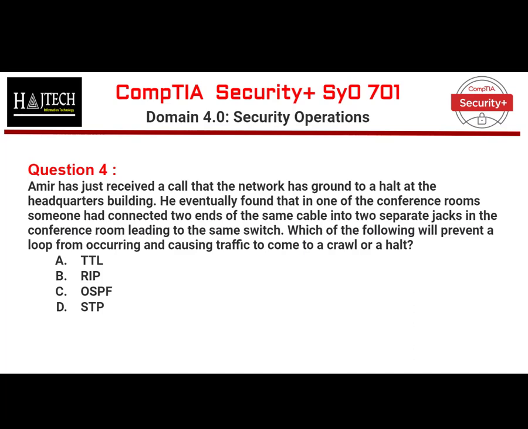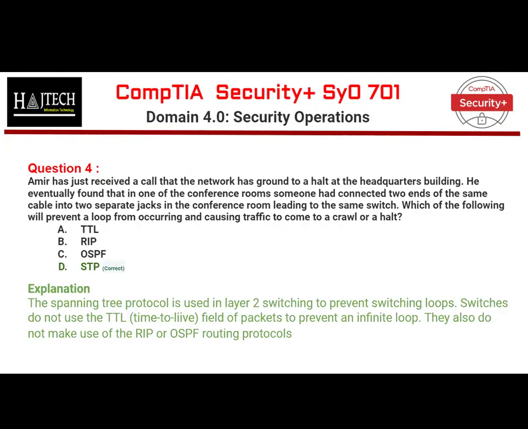A. TTL. B. RIP. C. OSPF. D. STP. D. Correct answer. STP. Correct. Explanation. The spanning tree protocol is used in layer 2 switching to prevent switching loops. Switches do not use the TTL, time to live field of packets, to prevent an infinite loop. They also do not make use of the RIP or OSPF routing protocols.